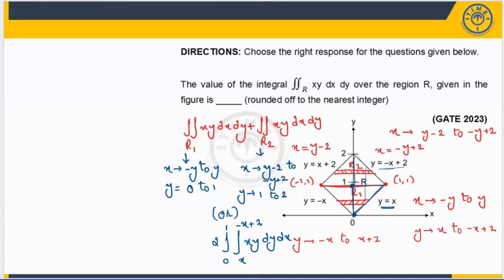Okay. Right. So with these limits, you integrate it, and you'll get your value of the integral. Right? Am I clear with this? Any doubts so far?